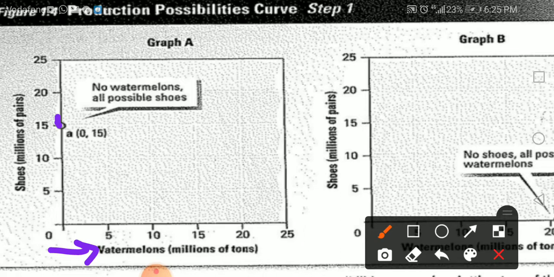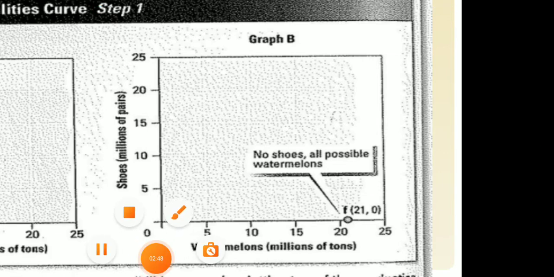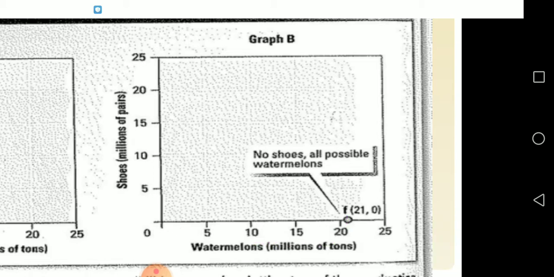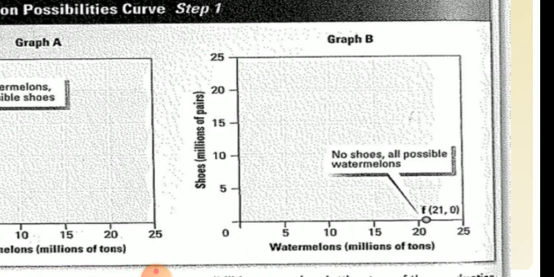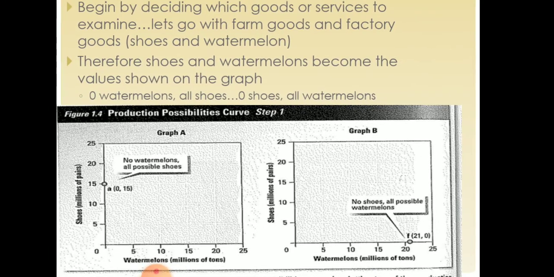What about the other graph? Graph B shows me point F. Point F shows me what? No shoes are produced here. It's zero on the y-axis. And what about the x-axis? On the x-axis, it's 21 millions of watermelons. So I have 21 millions of watermelons with no shoes produced. Okay, guys. So this means that in the two graphs, I have the option of producing just one kind of goods, right?